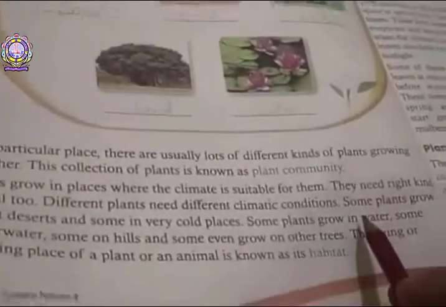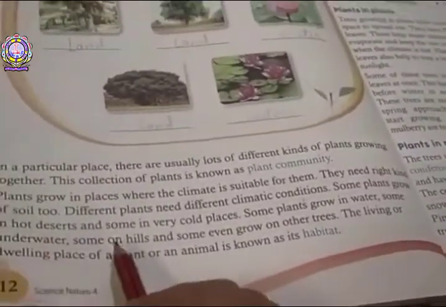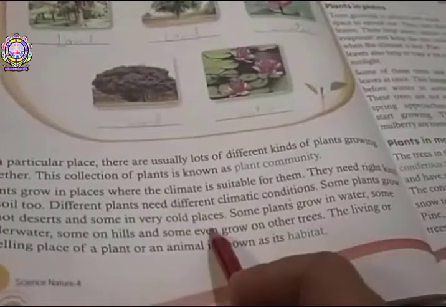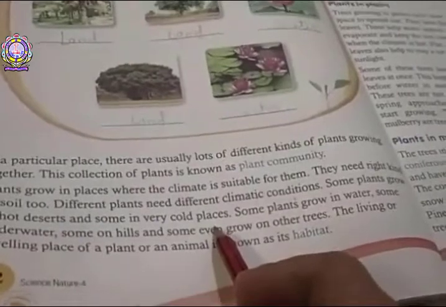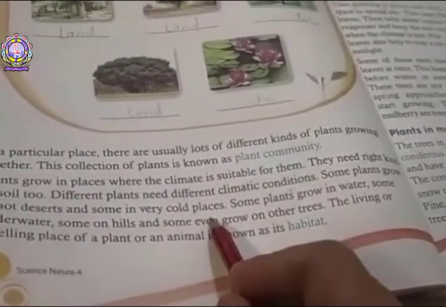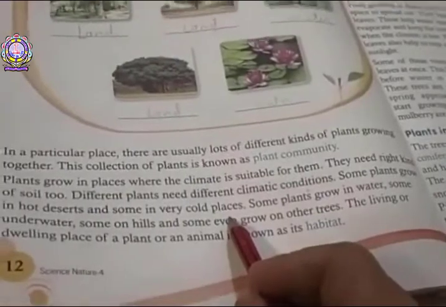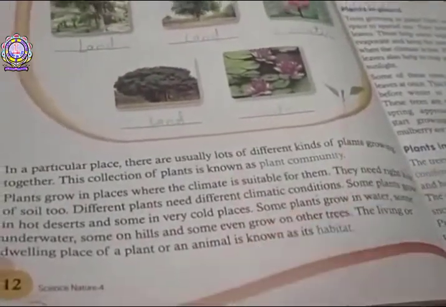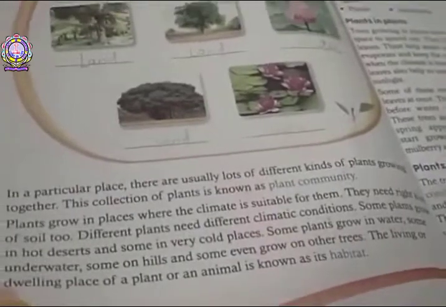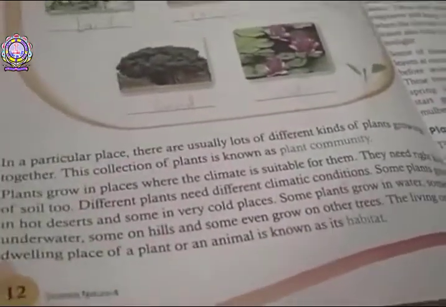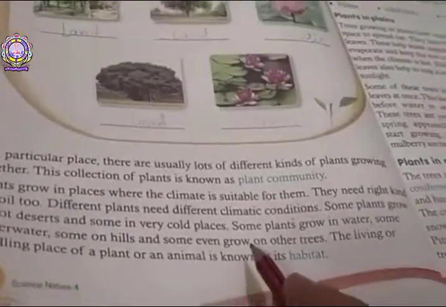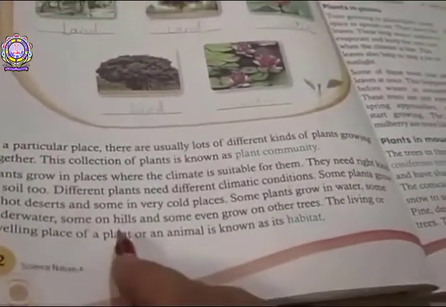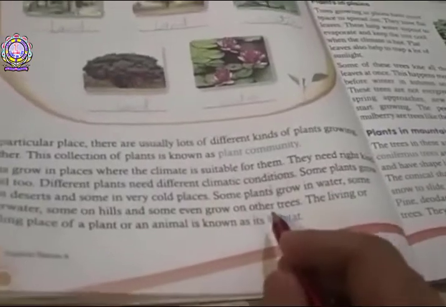Some plants grow in a hot desert, and some in very cold places. You can easily see some plants can grow easily in the desert. Some plants grow in the cold place, but the plants that grow in the cold place cannot survive in the hot place, and the plants that grow in the hot place also cannot survive in the cold place. Some plants grow in the water, some underwater, some on hills, some even grow on other trees.